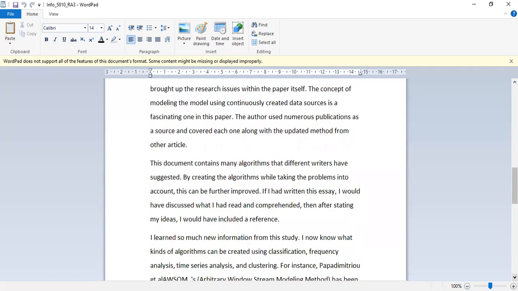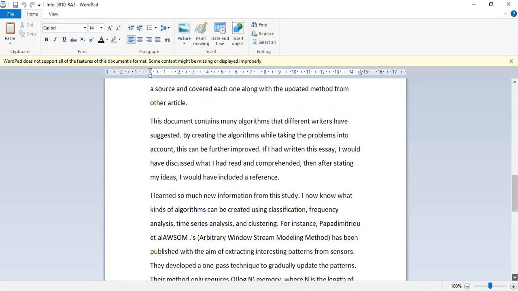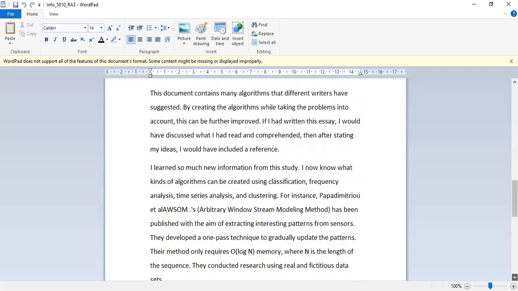And this document contains many algorithms that different writers have suggested. By creating the algorithms while taking the problems into account, this can be further improved. And if I had written this paper, I would have discussed what I have read and comprehended first. And then after stating my ideas and whatever I have understood, I would have included references like the other algorithms that were written by other authors.